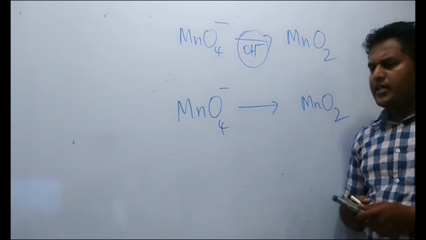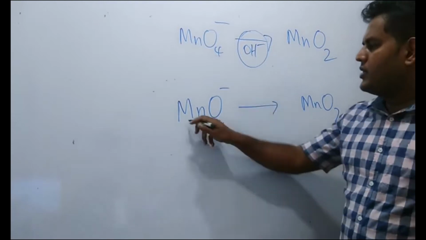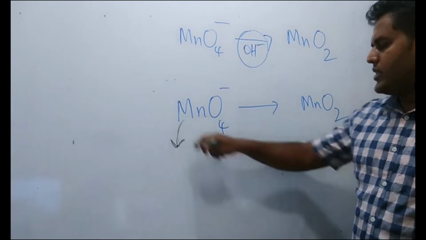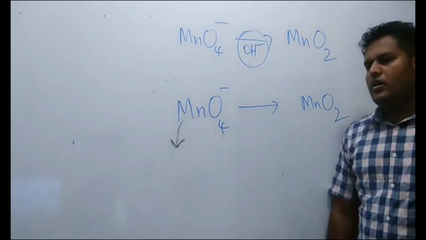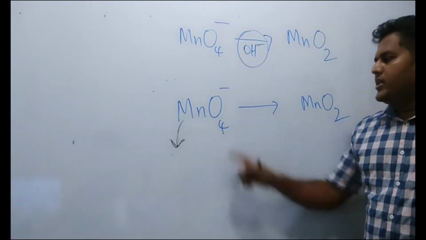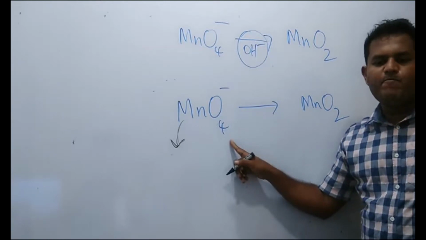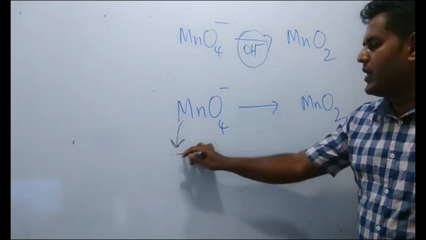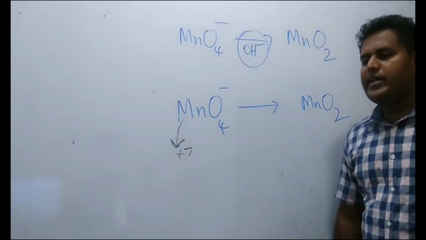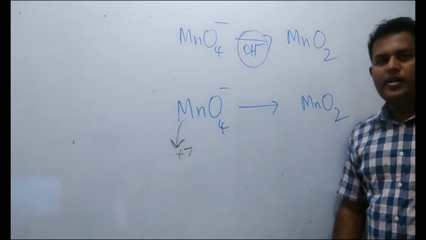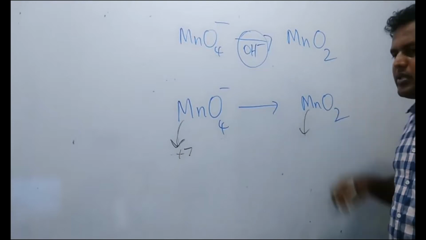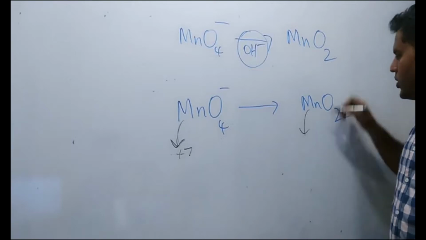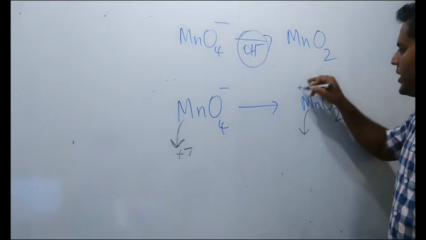MnO4 minus. What is the oxidation number here? Minus 2 times 4 is minus 8. Minus 8 less this one, minus 7. Manganese is plus 7. Now you remember well that manganese is plus 7. What is the manganese here? This manganese is not plus 2. 1 oxygen is minus 2, 2 oxygens minus 4. This manganese is plus 4.